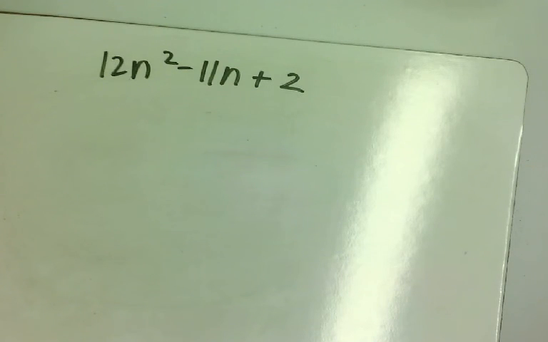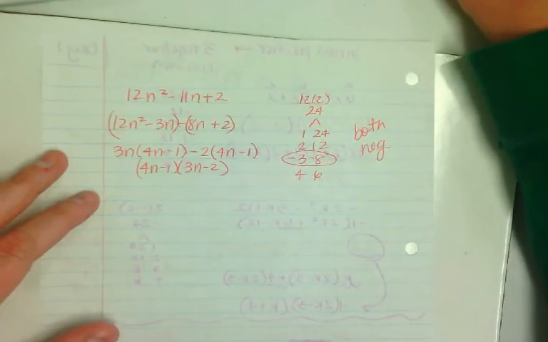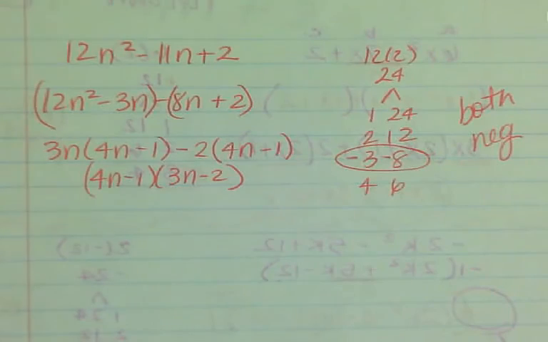Okay, so I'm going to show you the answer. Because we had a positive product, but we needed a negative combination in the middle, both of these had to be negative. If I can zoom in. There it goes. So you should end up with 4n minus 1 times 3n minus 2.